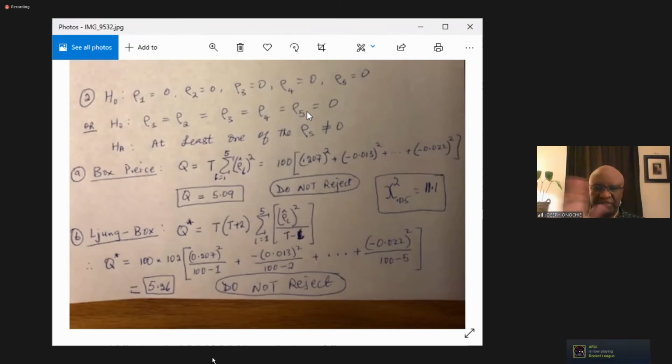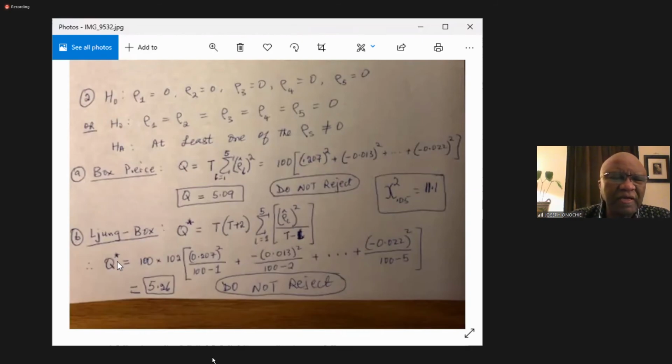Okay, but let's not introduce white noise now. Here we're just testing them jointly. The Ljung-Box is the same. We use Q equal to T times T plus 2 times the sum of the autocorrelation at the lag squared divided by T minus that lag.